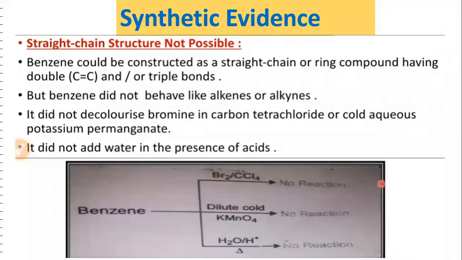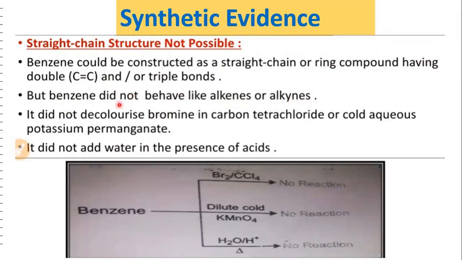The next evidence is synthetic evidence. The synthetic evidence indicates that a straight chain structure of benzene was not possible with the help of the formula C6H6. So benzene could be constructed as a straight chain or ring compound having C double bond C and or triple bonds. But benzene did not behave like alkenes or alkynes. Benzene also has double bonds. Alkenes and alkynes are also having double and triple bonds. But the characteristics of benzene and alkenes and alkynes are different.